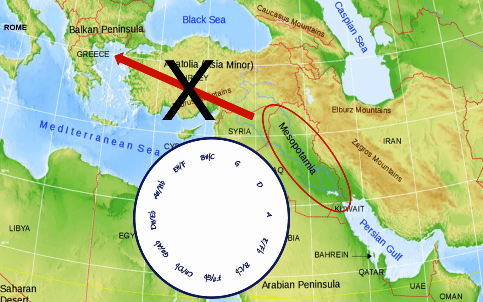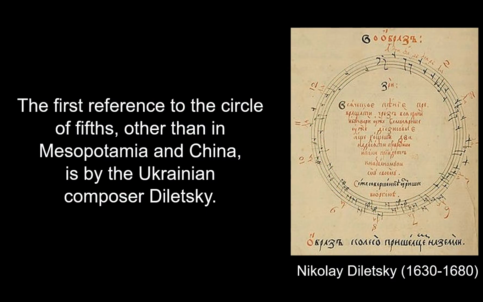Knowledge of the circle of fifths, however, did not make its way to Greece and Rome. Instead, the first known reference to the circle of fifths other than in Mesopotamia and China is found around 1670 in a book by the Ukrainian composer Diletsky.